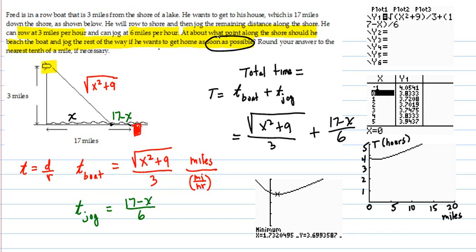Okay, so we set up, call this x here, the distance from here to where he's going to beach the boat and land the boat. So then 17 minus x is the rest of the way, because the whole distance over here is 17 miles.